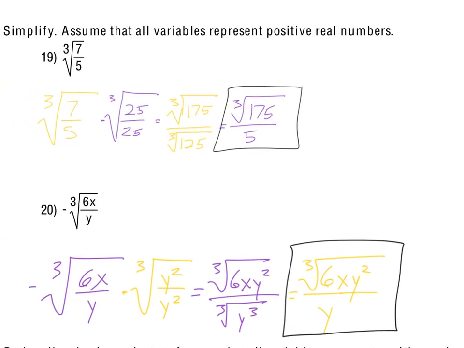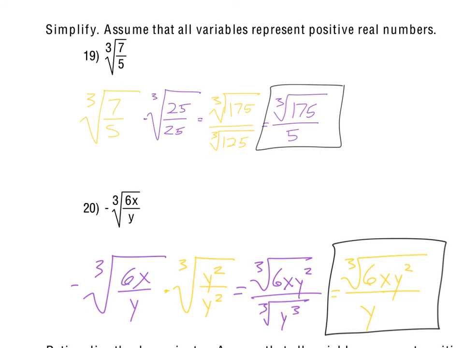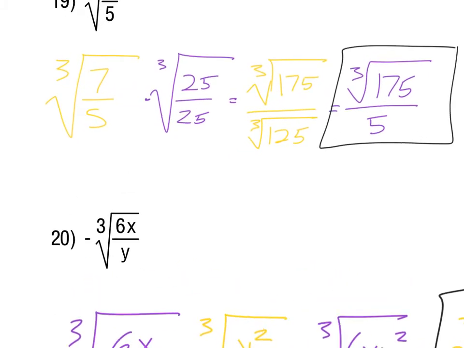For number 19, again trying to simplify this cube root. In order to simplify that, really what we have to do is rationalize the denominator. Again, it's a little bit different rationalizing a cube root rather than a square root. So what we're trying to do is turn the 5 into a perfect cube. The first perfect cube that is a multiple of 5 is 125, which is 5 cubed.